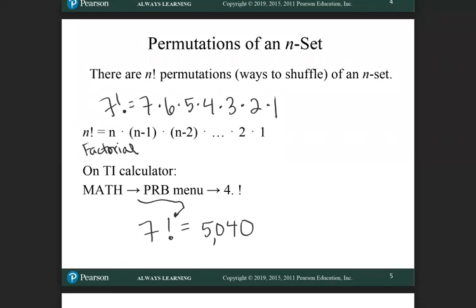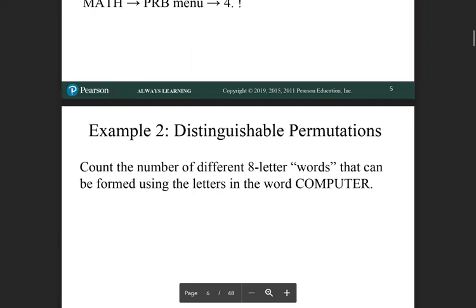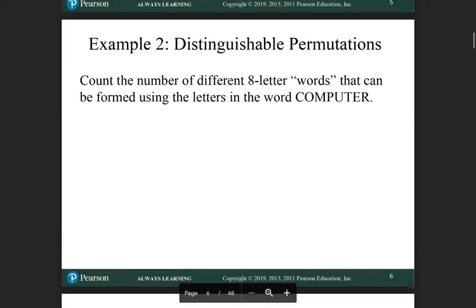Okay, now in order to shuffle a full set, we would just use n factorial, but sometimes we're not shuffling the full set. Sometimes we're only shuffling part of a set, okay? So in this example, we're shuffling the full set. We want to look at rearranging the letters in the word computer to make a new word. And now by word, I'm not talking about a word in the English language. I'm talking about just a set of 8 letters in any order.